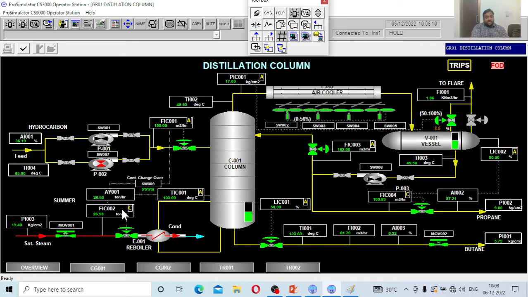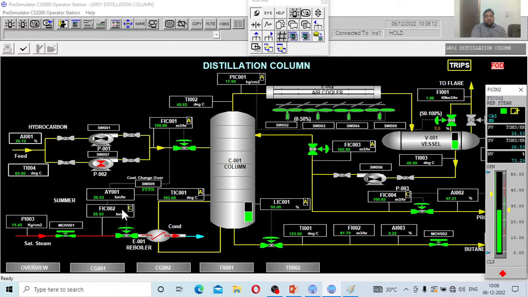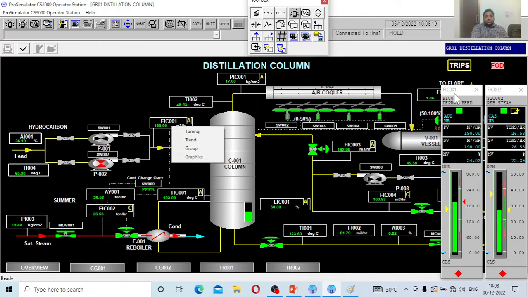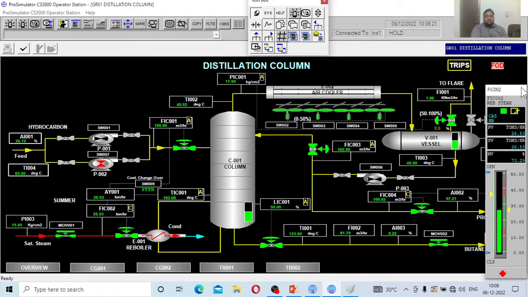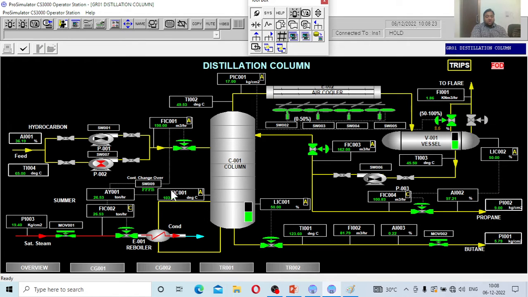So you see this. This is a control. It is receiving signals from two places. One is flow. What is the objective? The objective is to control the temperature in the reboiler. So to do that, it will control this particular flow.